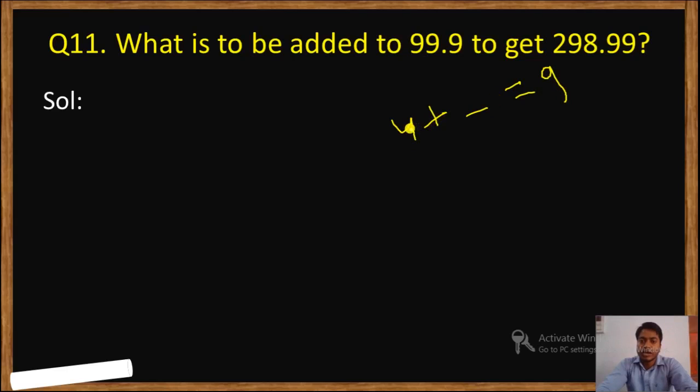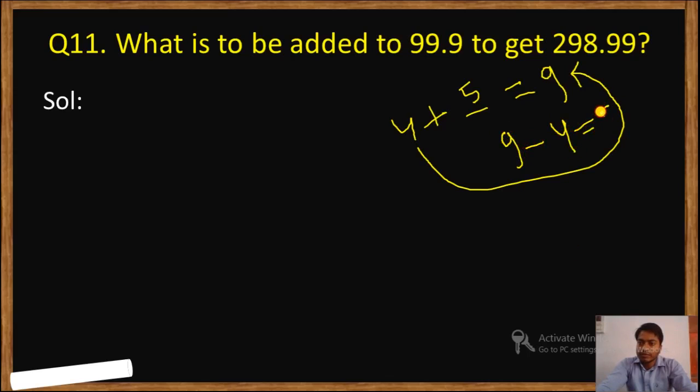Okay, what is to be added to 4 to get 9? Clearly you can see here we have 4, so if we add 5, then we'll get 9. Understood? But this is applicable only when you have small numbers like 10, 12. But when we have long numbers or decimal numbers, in that case what you have to do is subtract the number given in the question from the result. That means when we subtract 9 minus 4, we'll get 5.